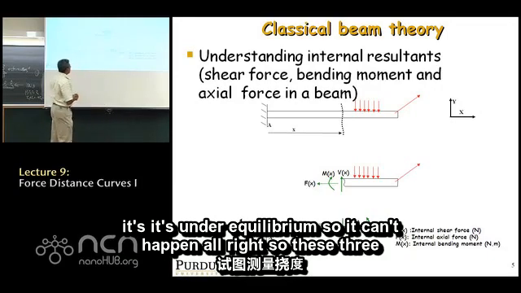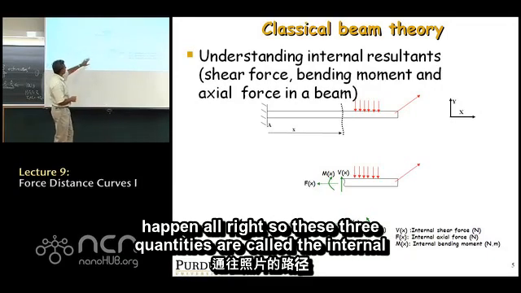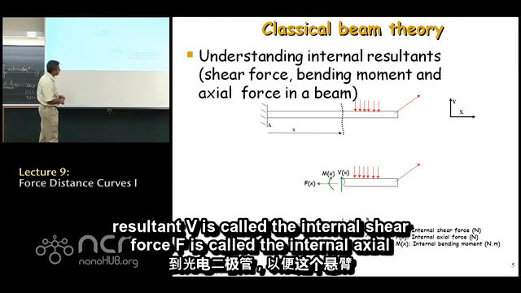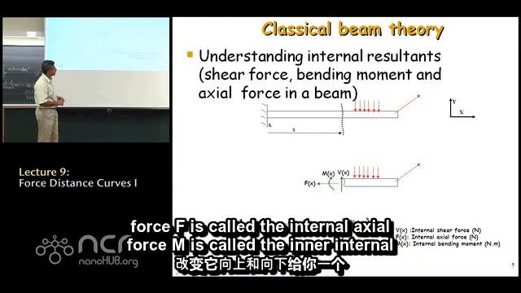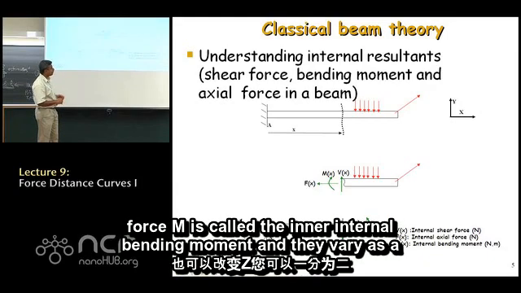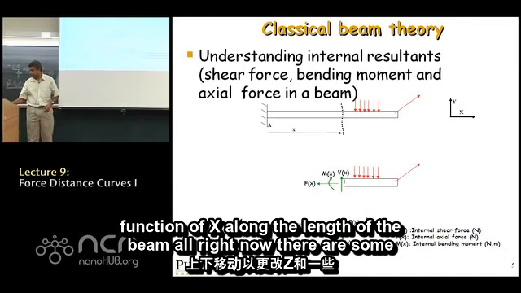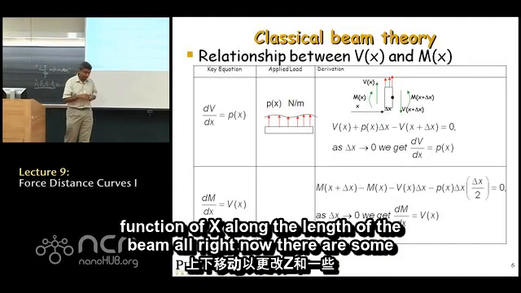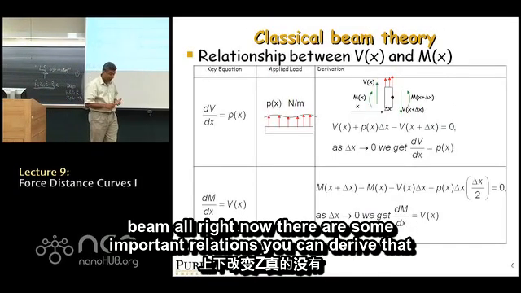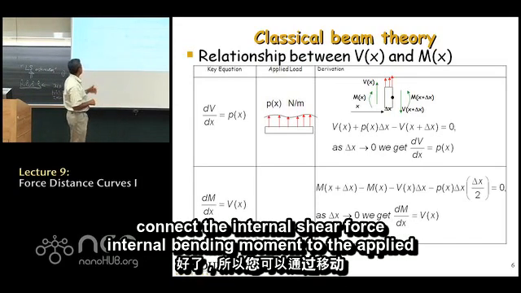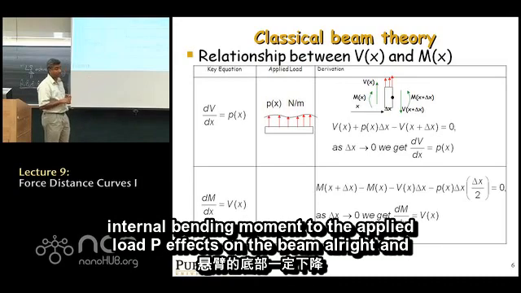All right, so these three quantities are called the internal resultants. V is called the internal shear force, F is called the internal axial force, M is called the internal bending moment, and they vary as a function of x along the length of the beam. Now, there are some important relations you can derive that connect the internal shear force and internal bending moment to the applied load P of x on the beam.